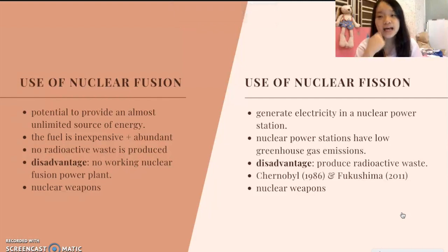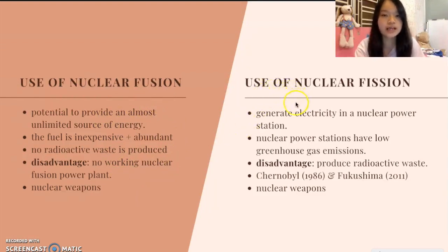We'll now be looking at the comparison between the use of nuclear fusion and nuclear fission. Nuclear fusion has the potential to provide an almost unlimited source of energy. The fuel is inexpensive and abundant, and no radioactive waste is produced. However, there is currently no working nuclear fusion power plant on Earth, meaning that the use of nuclear fusion is not yet a viable source of energy.